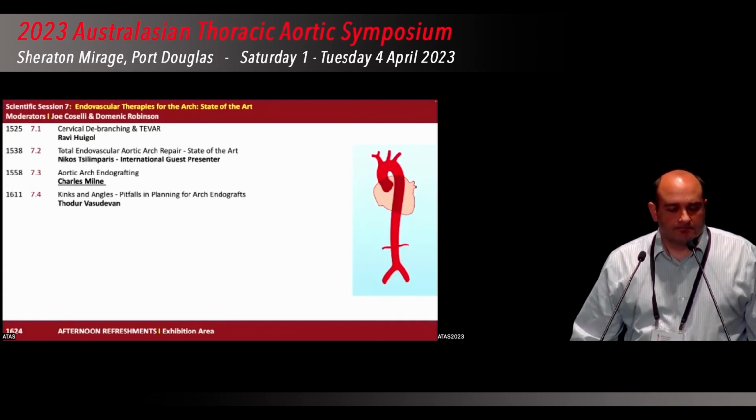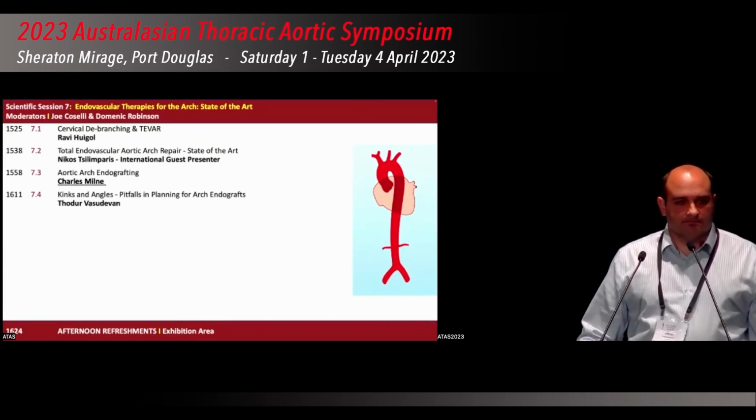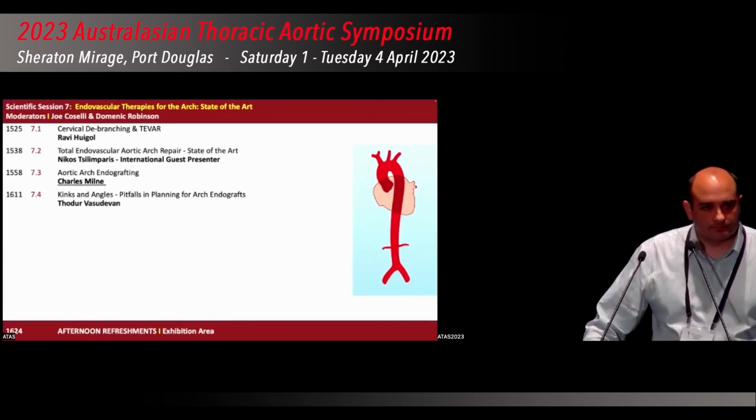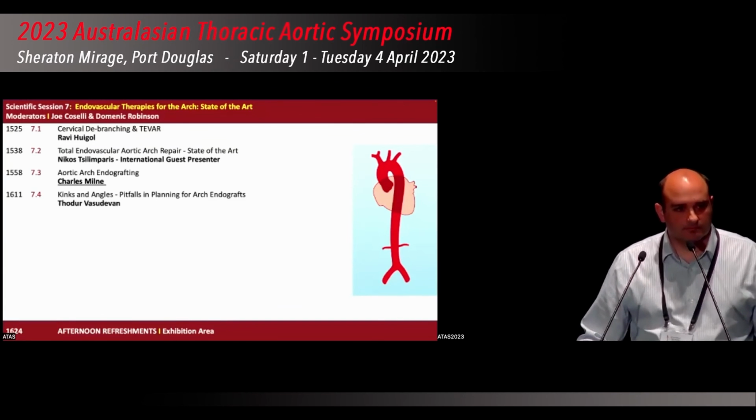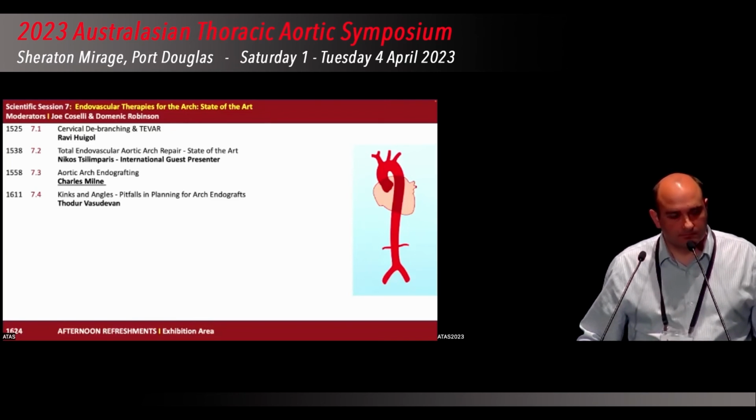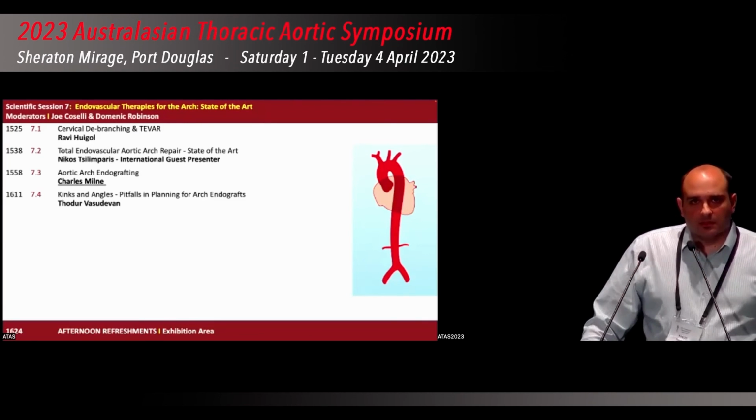In the future, because when we look at the results, mortality is ranging between 3 and 5, stroke rate between 5 and more than 10. This is something that we have in type A dissection. So do you think in the future you will be able to reduce this complication rate and address also lower risk patients?